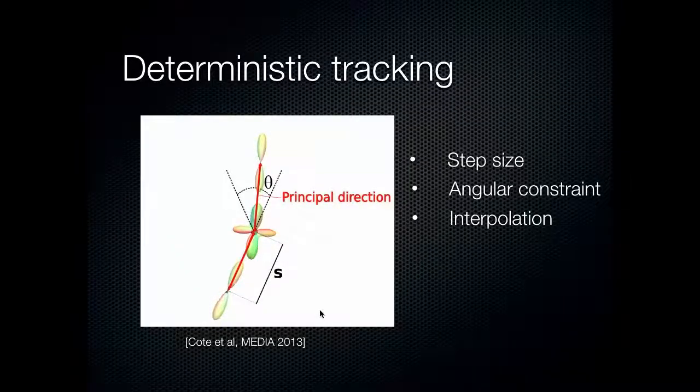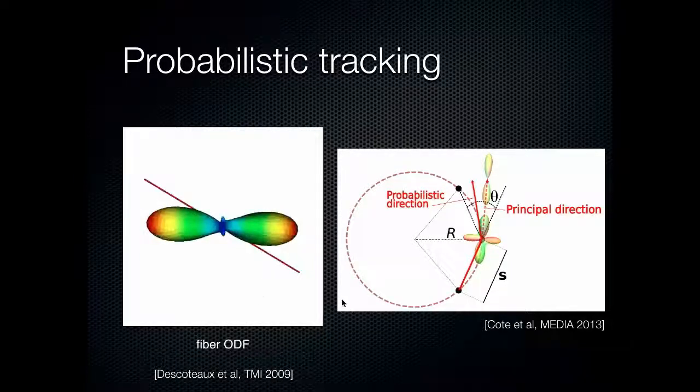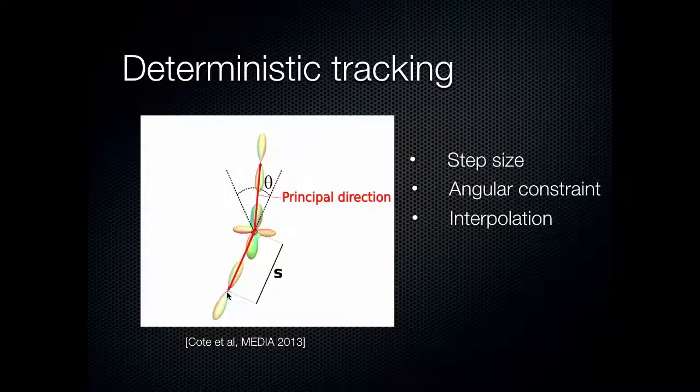The first, most intuitive approach is deterministic tracking. You start from a seed and you step in the principal direction. If you come into a voxel where there are two principal directions, you keep going in the direction that's closest to your incoming direction. That acts as a sort of smoothing, regularization. And if you restart the tracking from the same seed, you get the same result. It's deterministic. You always pick the maximal direction inside the voxel.